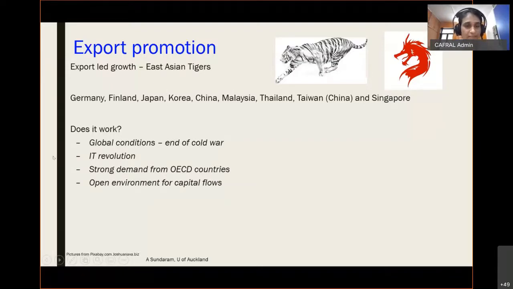First, for the East Asian tigers, conditions were very conducive, right? For example, it was the end of the Cold War. The global conditions were great in that there was rising demand. Okay? We had the IT revolution at some point in the 90s. There was very strong demand coming from OECD countries for exports from the East Asian tigers. Fairly open environment for capital flows, so it was easy to attract FDI, for example, at that time.